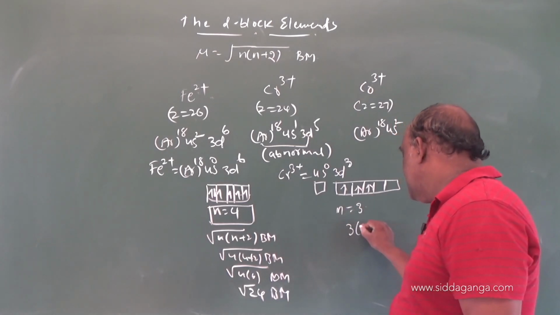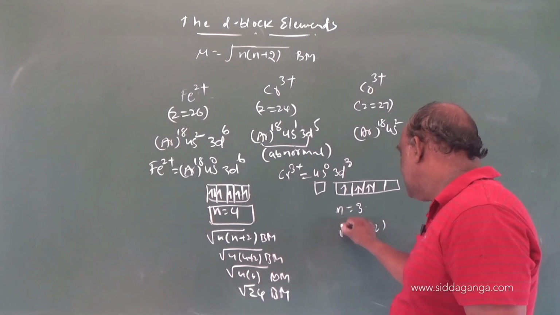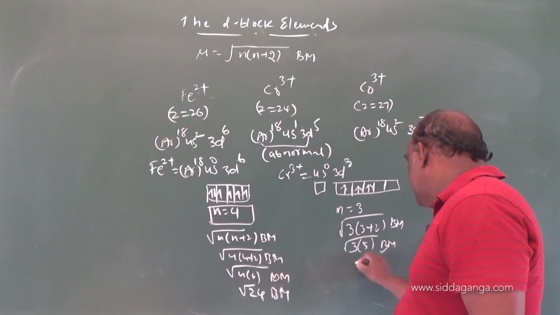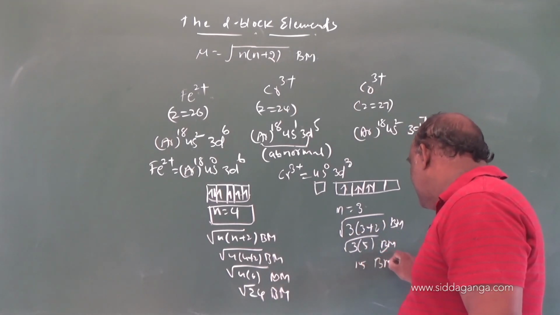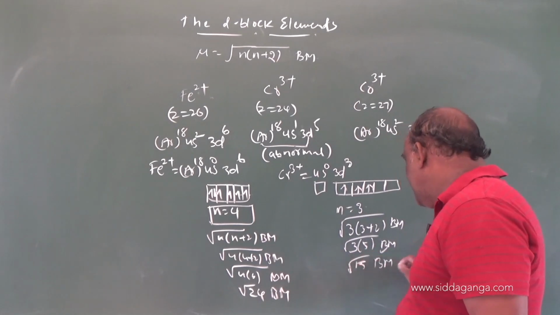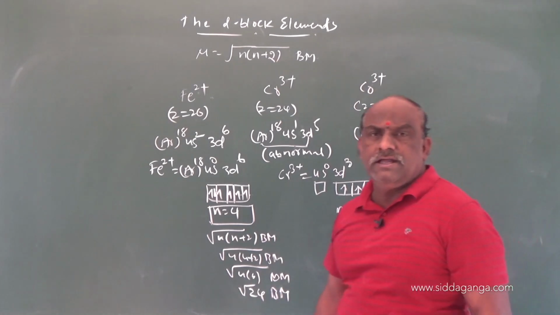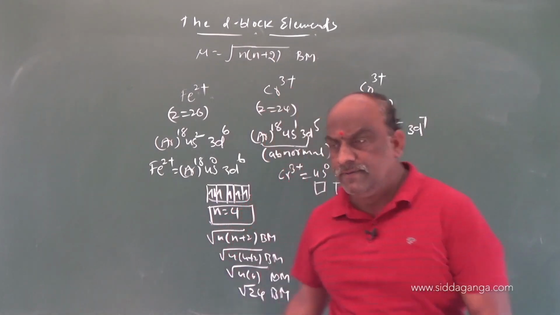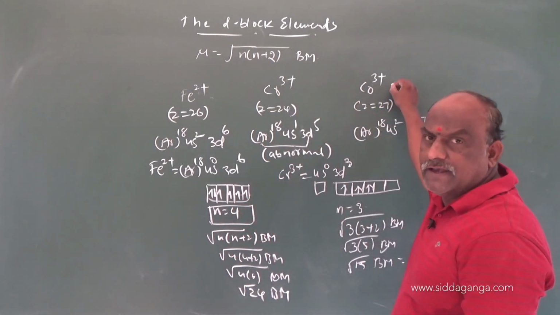Substitute 3 into 3 plus 2, so 3 into 5, that is 15 BM. Root 15 BM is nearly 3.9. Next, coming to cobalt 3 plus.